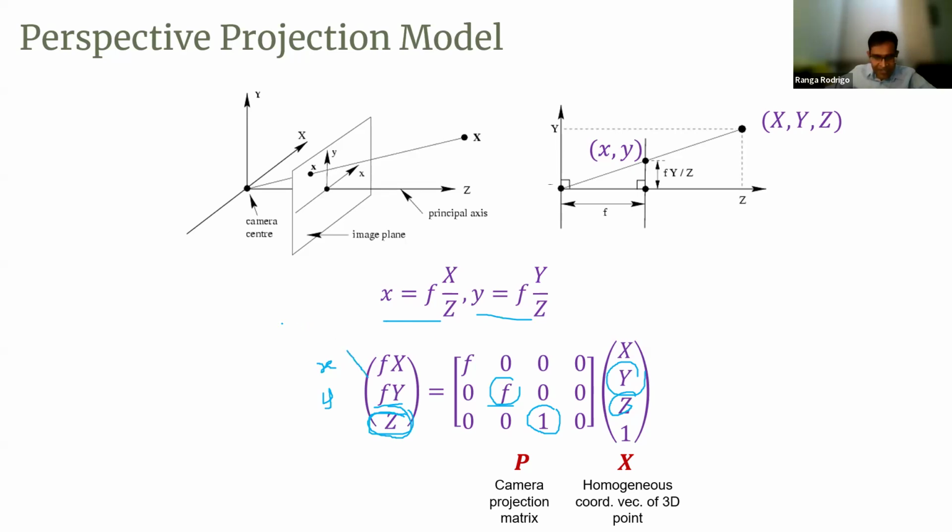So from this vector, if we divide by the last number, that means Fx divided by the last number, which is Z, Fy divided by the last number, which is Z, and if we divide Z by Z, 1. So this is what we have, and you can see there we have the X coordinate in Cartesian form, Y coordinate in Cartesian form, and 1 there. So this is the most simple perspective projection model.